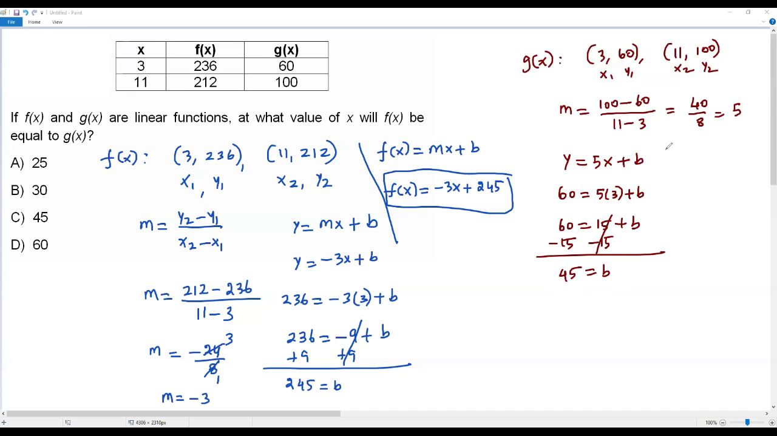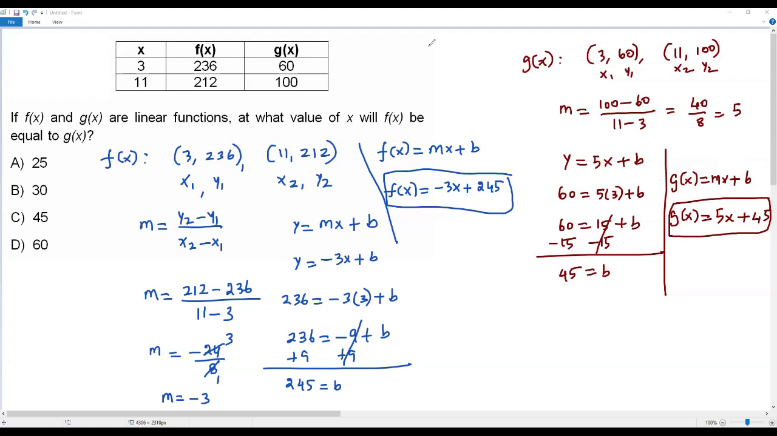Now let me write the function g of x over here. So g of x equals mx plus b. Here m is the slope, we got it, it's 5, so 5x plus the value of b, which is 45, that is the y-coordinate of the y-intercept. Okay, now I got both the linear functions f of x and g of x.